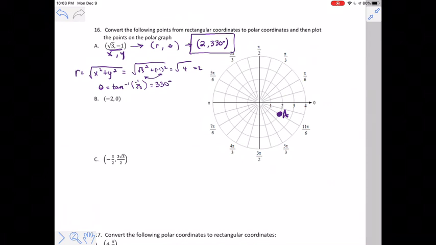All right, now we know B is going to be right on the x-axis, -2, 0. Right there, but we need the location of that in polar coordinates. So just looking at this, we know the distance from here to here is 2, and then the angle is 180 degrees.